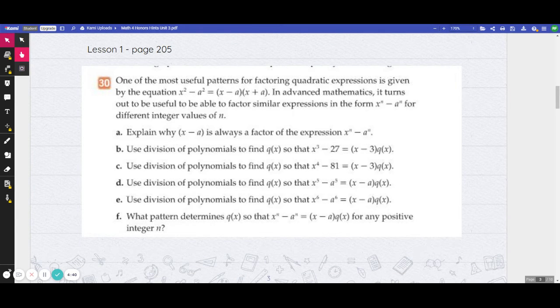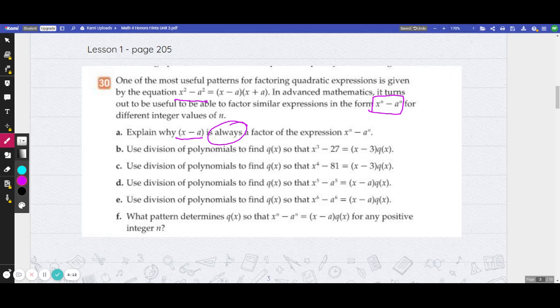It's talking about the useful patterns for quadratic expressions when they can be written as x minus a, x plus a, what we call a difference of squares, x squared minus a squared. So you know that pattern. But did you know that x to any power minus a to the same power can be factored with x minus a as one of those factors also? So it says explain why x minus a is always a factor of that expression.